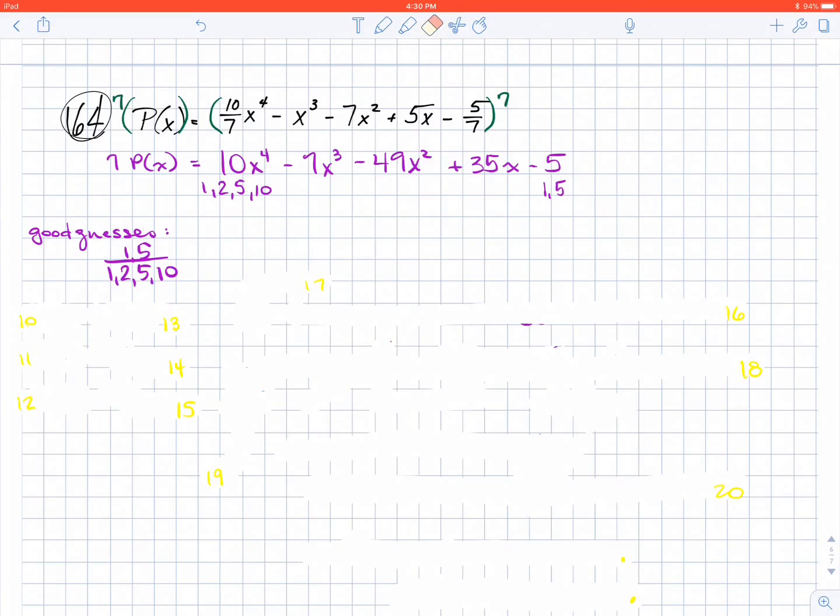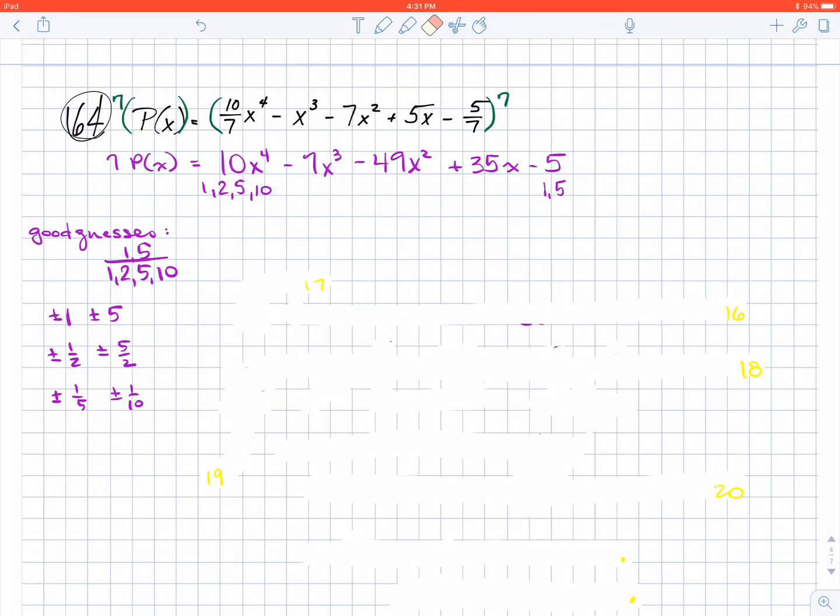So this is the method that I'm going to choose. My first one is plus or minus 1 over 1. My next one, plus or minus 1 over 2. My next one, plus or minus 1 over 5. And my last one, plus or minus 1 over 10. For my next round, we've got plus or minus 5 over 1, plus or minus 5 over 2, plus or minus 5 over 5 I've already done, and there's my plus or minus 1 over 10 that I was missing for a moment. All right, so now that I have my good guesses, I'm ready to plug this into the calculator.